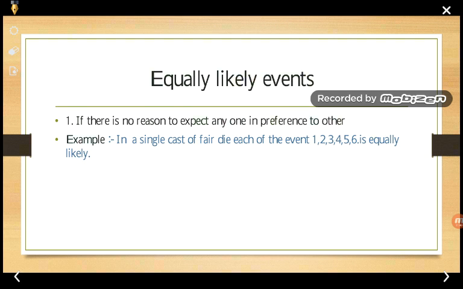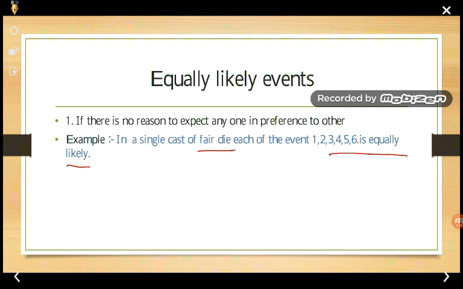Next is equally likely events. Events are said to be equally likely if there is no reason to expect any one in preference to the other. Example: in a single cast of a fair die, each of the events 1, 2, 3, 4, 5, 6 is equally likely. It means if we are playing with a die, then any number from 1 to 6 has an equal chance of appearance.